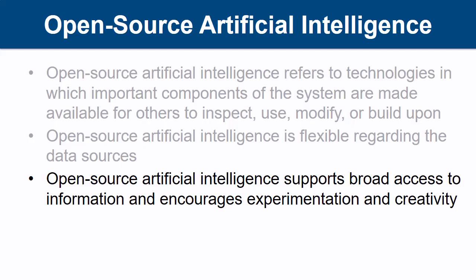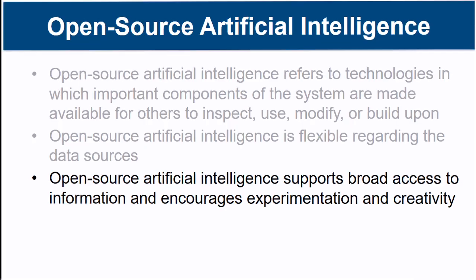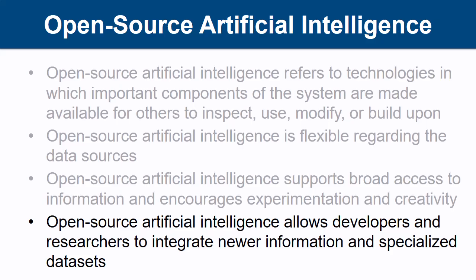Imagine an emergency management agency developing an application to analyze wildfire risk. An open AI model could potentially be combined with weather information from the National Weather Service, vegetation data from county extension offices, historical fire records from various fire departments, GIS information from the U.S. Geological Survey, and local planning data. That flexibility can be extremely valuable. Open AI ecosystems may also allow developers and researchers to integrate newer information and specialized data sets. This can make them useful when emergency managers are dealing with rapidly changing conditions.